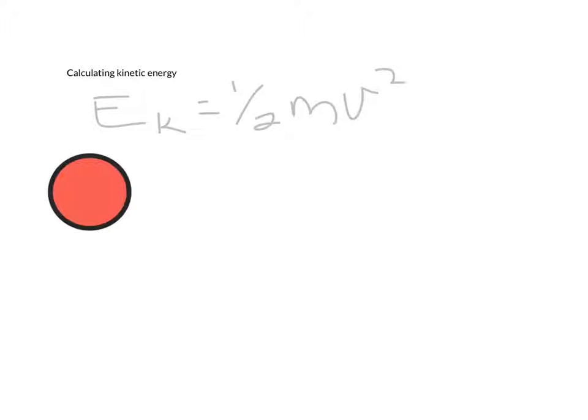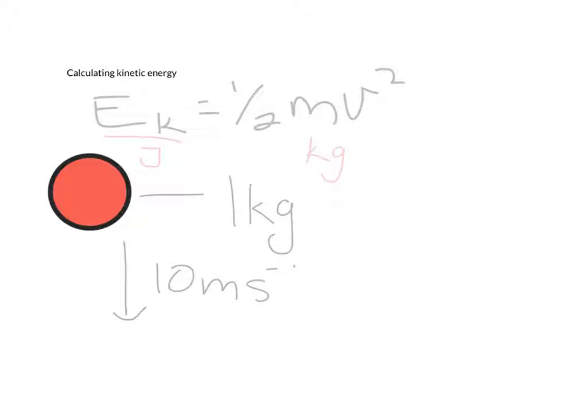So let's say our ball, which was 1 kg, was falling at a speed of 10 meters per second. We have everything we need now to calculate its kinetic energy. So remember, kinetic energy is calculated in joules, mass is calculated in kilos, and velocity in meters per second. So you can see that we have a mass and we have a velocity. So we can go ahead and calculate this ball's kinetic energy.